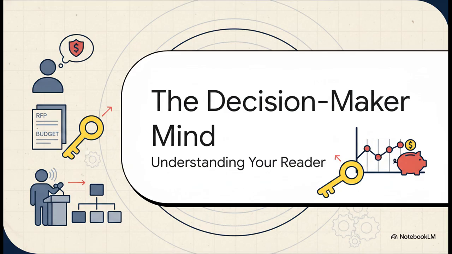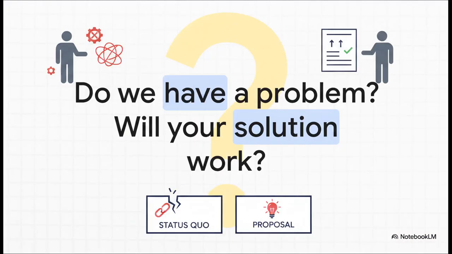All right, section 1. Thinking like a decision maker. So before we even think about putting pen to paper, we have to understand the psychology of the people actually holding the purse strings, right? The decision makers. They're busy, they're highly protective of their resources, and they're naturally skeptical. Their internal monologue is constantly asking 2 major things.